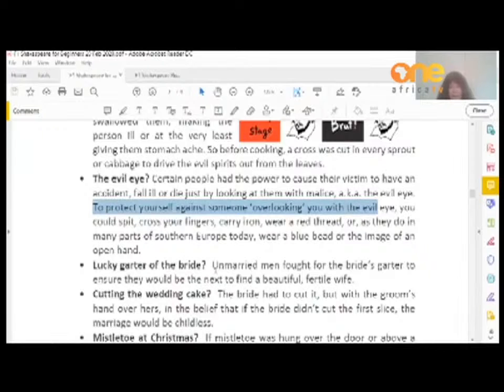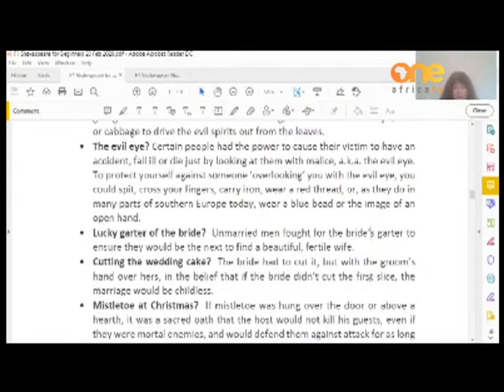Weddings, a lucky garter of the bride. When they did that, all the unmarried men actually fought viciously to get that bride's garter. So that would mean they would have a lovely, beautiful wife. Cutting the wedding cake, the bride was supposed to cut it with the groom's hand over hers, as it is done nowadays, because if the bride doesn't cut that first slice of wedding cake, they won't have any children.